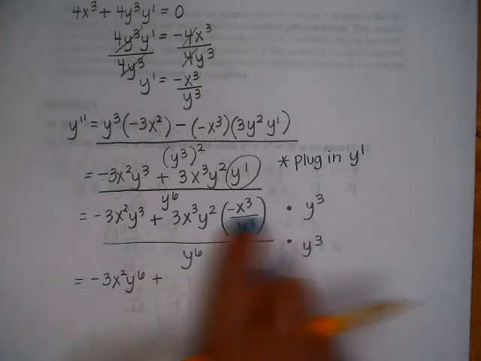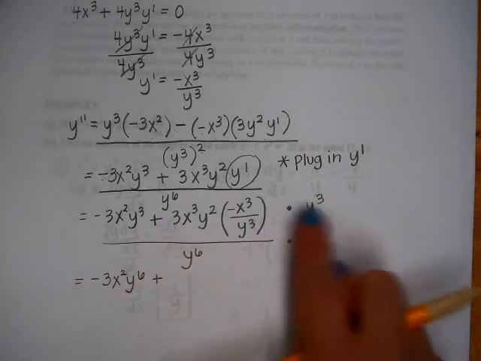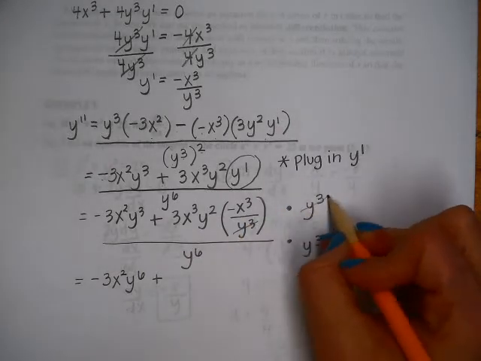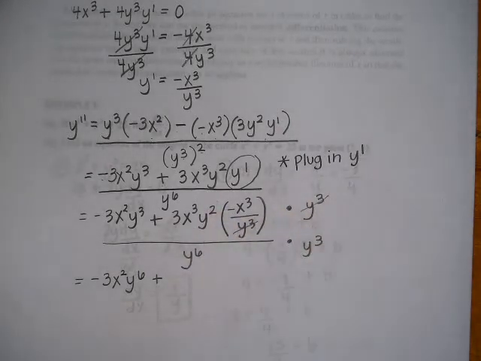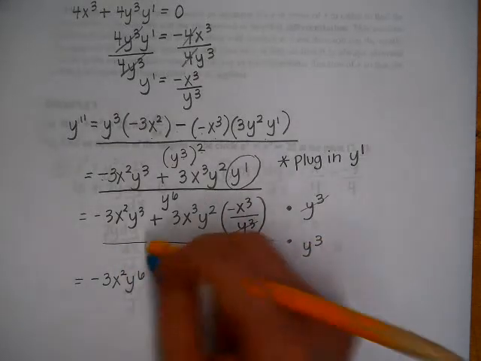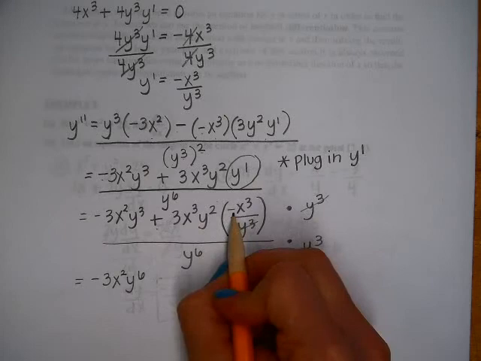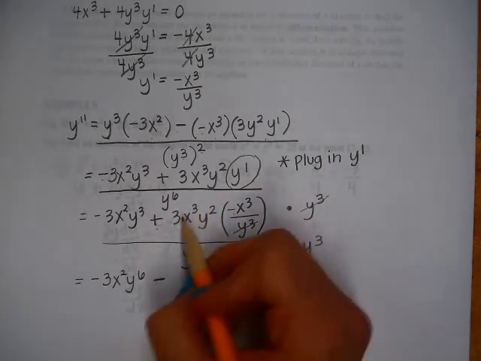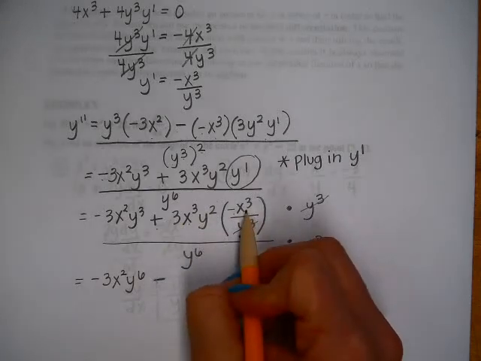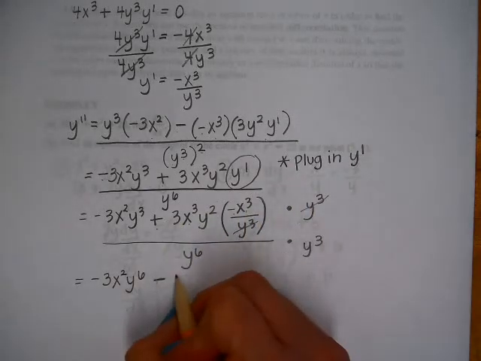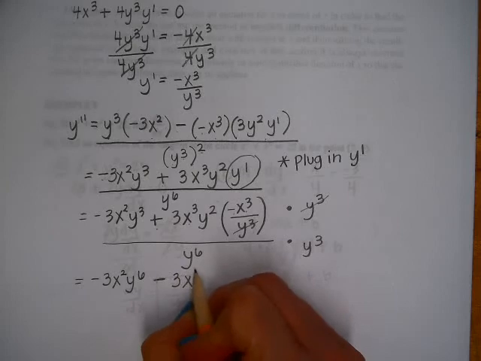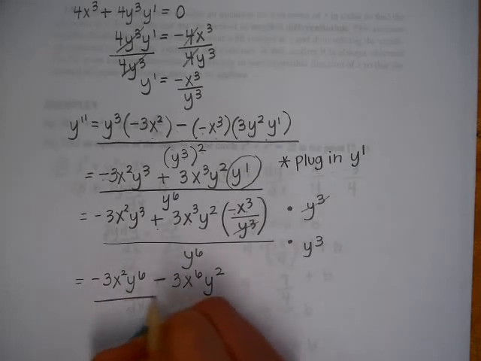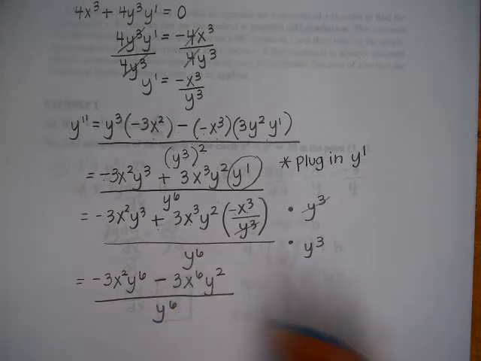When I multiply all of this, my y cubes cancel here, but now I'm still left with this y squared, so I'll bring it down, okay? I'm also multiplying plus times a negative, so that's going to make that a negative. And then if I have x cubed times x cubed, that is going to be x to the 6. So this is going to be negative 3 x to the 6 y squared all over y to the 6.